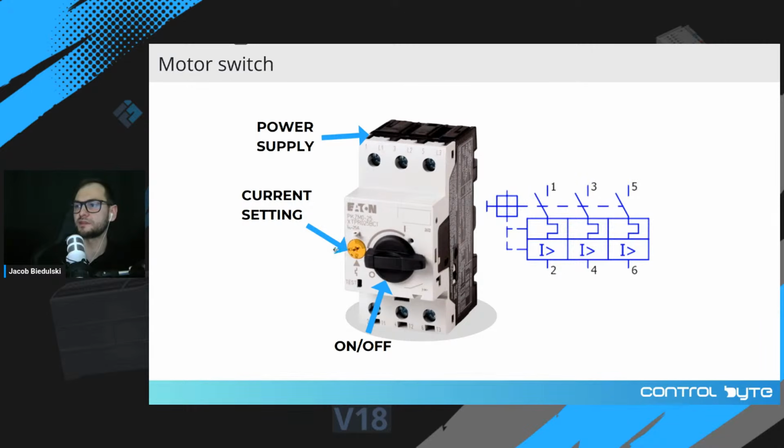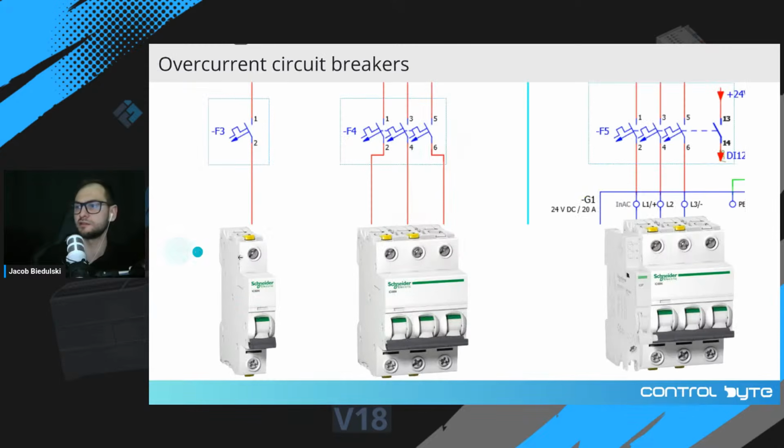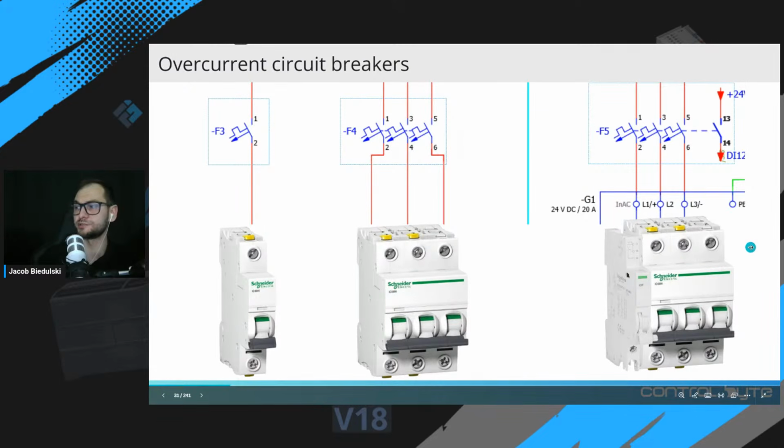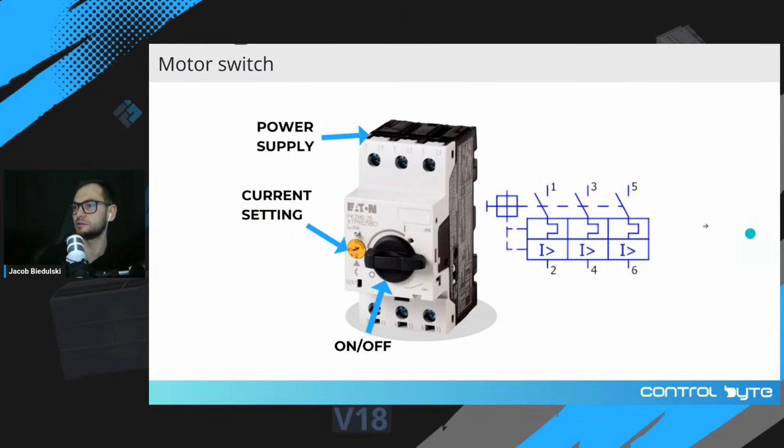And the current for short circuit rating is also a little bit different compared to a classic circuit breaker. So the function is similar, but you set the rating of the overcurrent protection and the short circuit protection a little bit differently here. And this device is dedicated for motors.